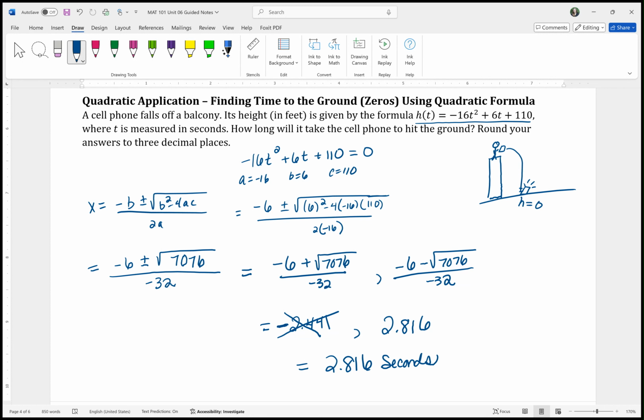One other thing: how do you know you're doing the quadratic formula on this? Because it says hit the ground. This could also say hits the surface of the ocean. Anytime you're hitting height 0, whether on the ocean or the ground, that means quadratic formula. So when you see the problem, that's what you're looking for to know you're doing the quadratic formula.